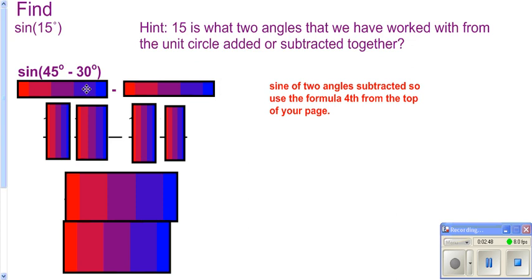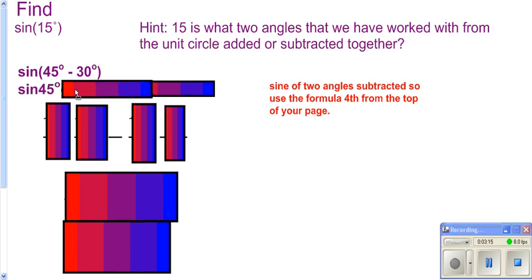So here we want to go ahead and look at the sine of 15. You need to think, okay, 15 degrees is which two angles I'm used to working with being subtracted. In this case, it's a 45 minus a 30. If you had thought of a 60 minus a 45, that would have also worked. You would have got the same answer, but your work and the process would be a little bit different. So we have the sine of two angles being subtracted.